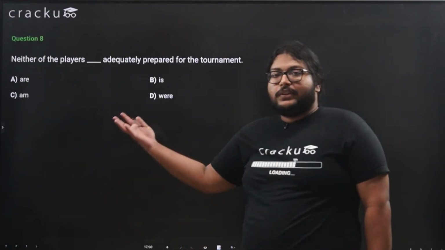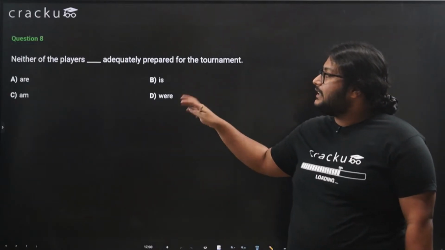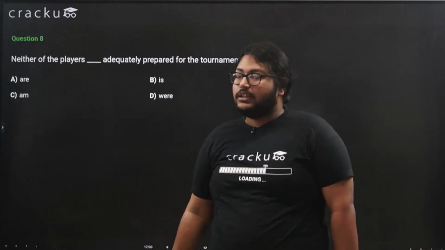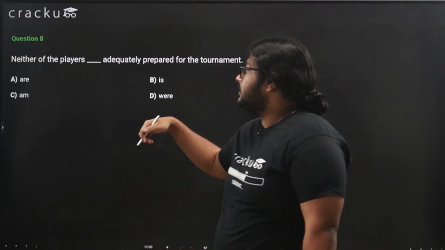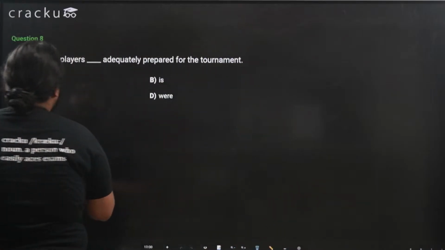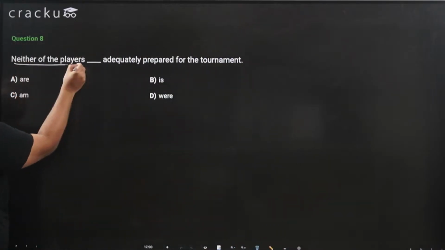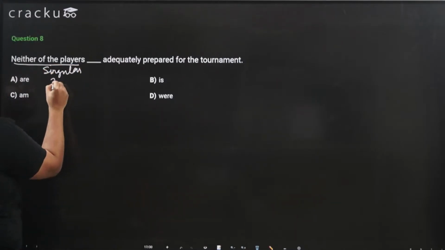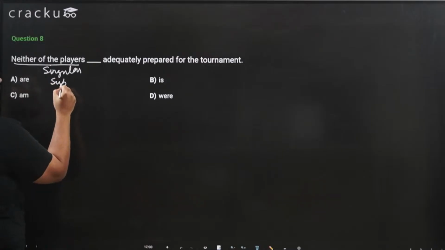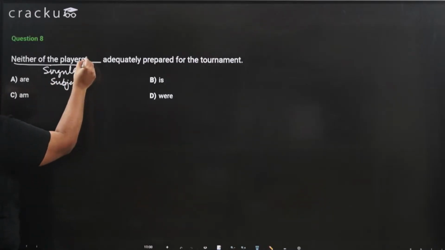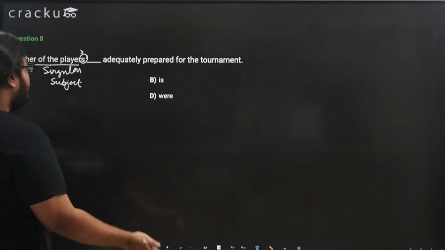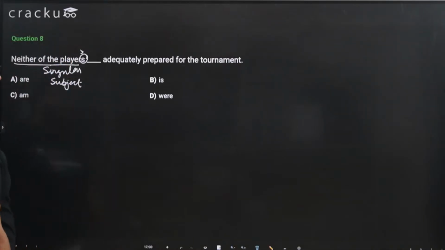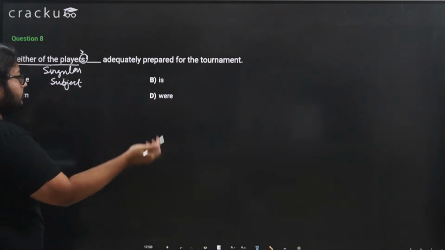Okay, so this question is again a classic example of subject-verb agreement. Neither of the players dash adequately prepared for the tournament. One thing we should know here is that whenever we use neither, it is always treated as a singular subject. Although they have used players here, it doesn't matter, this is still a singular subject. So because neither is a singular subject, it should use a singular verb.